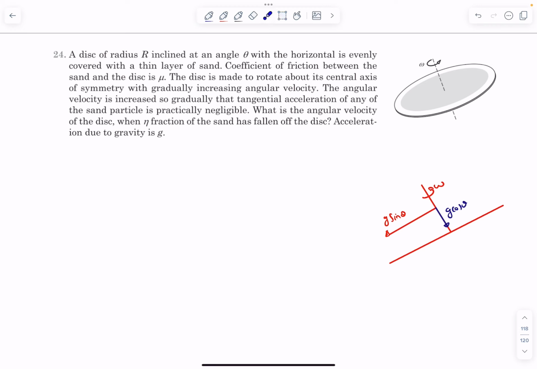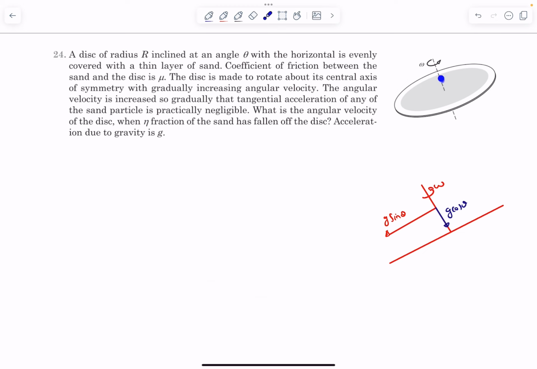Okay, so now let's continue reading. It is evenly covered with a thin layer of sand. Okay, so there is sand on top of the disk and it is evenly covered. So the coefficient of friction between the sand and the disk is mu. The disk is made to rotate about its central axis of symmetry with gradually increasing angular velocity.